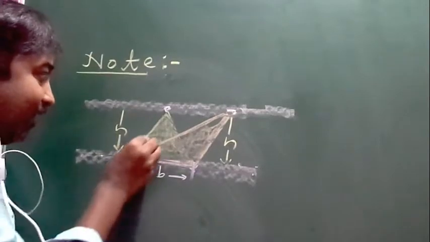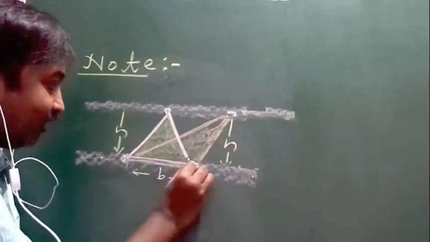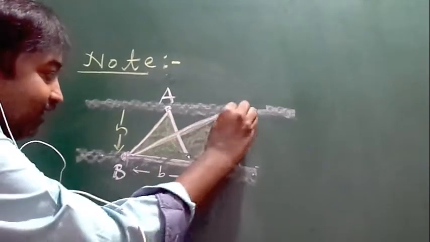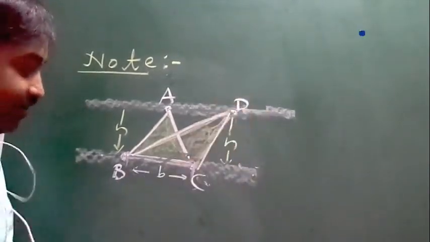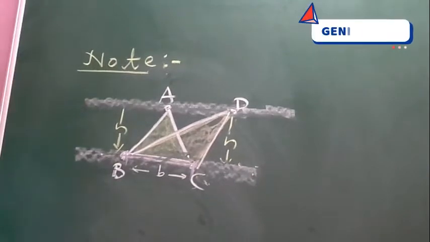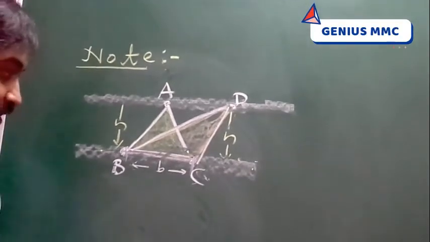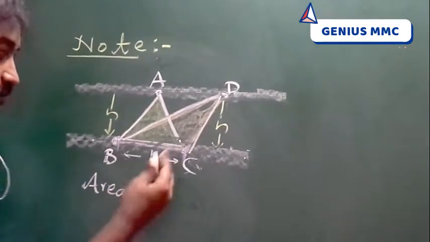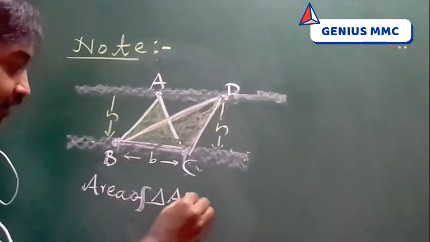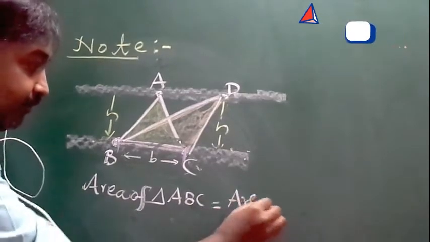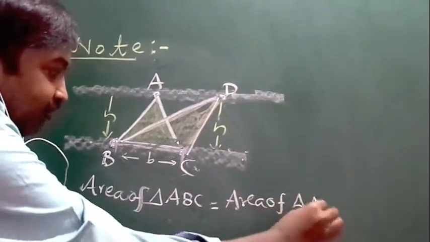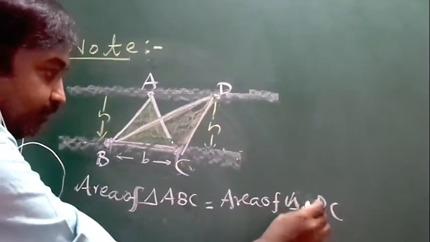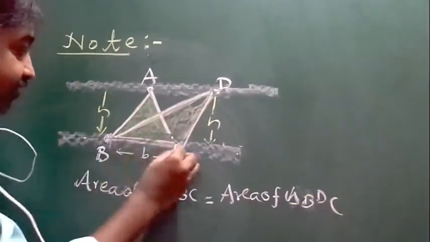And what about their areas? This is one triangle ABC. Then this is another triangle BDC. Both are standing on the same base. What about their areas? Equal, because base and height are the same. Area of triangle ABC equals area of triangle BDC.